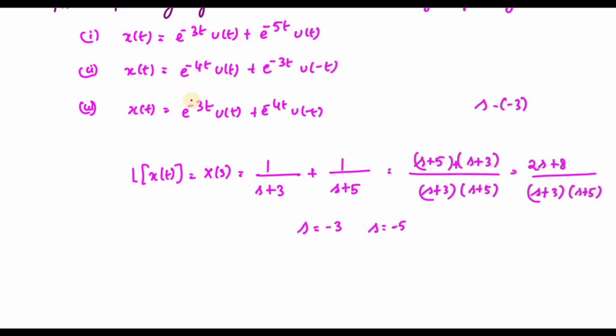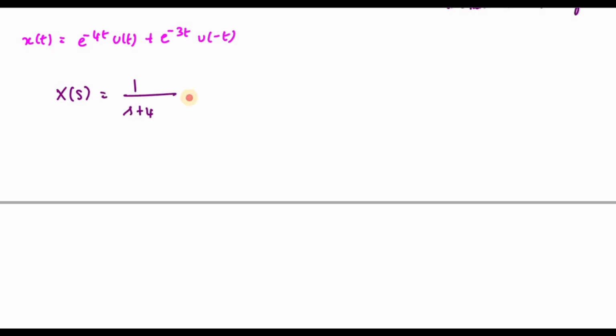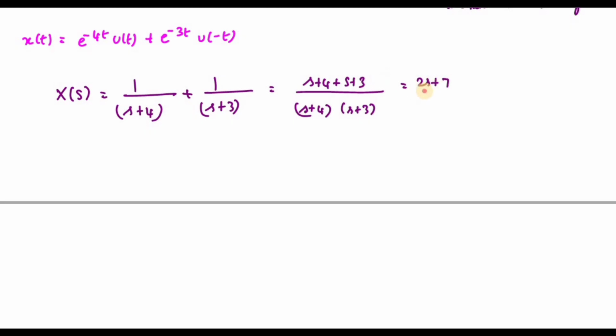So here they have given x(t) is equal to e^(-4t) and e^(-3t). So this is my problem. If I take X(s), I can write it as 1 divided by s plus 4 plus 1 divided by s plus 3. So this is s plus 4 plus s plus 3 divided by s plus 4 into s plus 3, which equals 2s plus 7 divided by s plus 4 into s plus 3. So here the pole values are s is equal to minus 4 and minus 3, right?